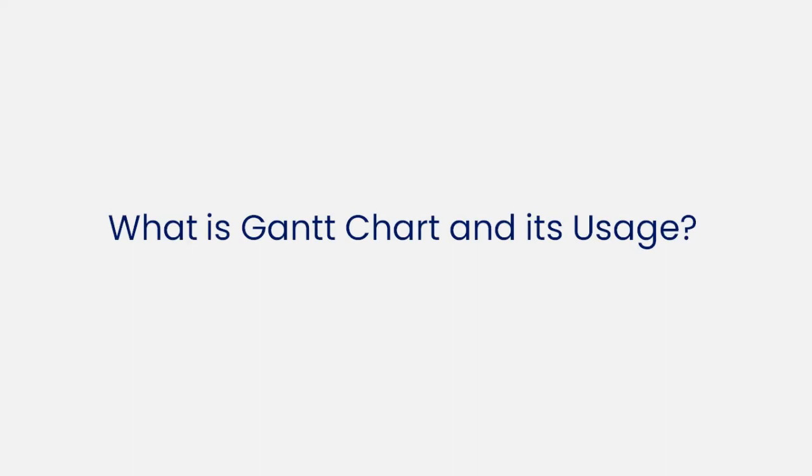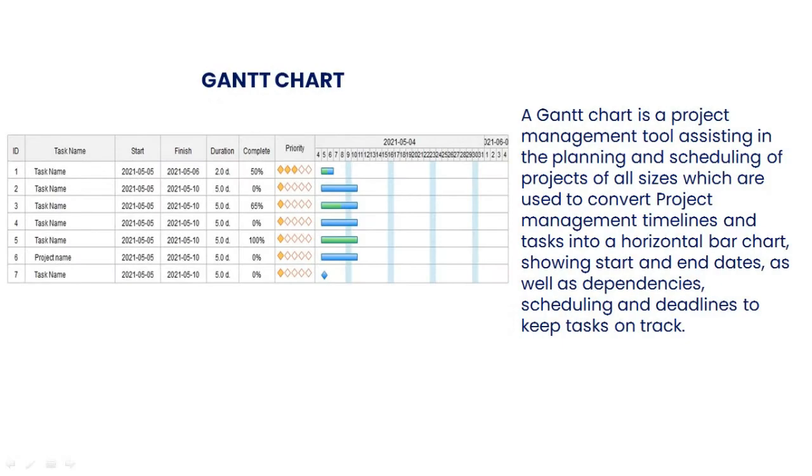Let's begin with understanding what a Gantt chart is and how it's used. A Gantt chart is a project management tool assisting in the planning and scheduling of projects of all sizes, which are used to convert project management timelines and tasks into a horizontal bar chart, showing start and end dates, as well as dependencies, scheduling, and deadlines to keep tasks on track.